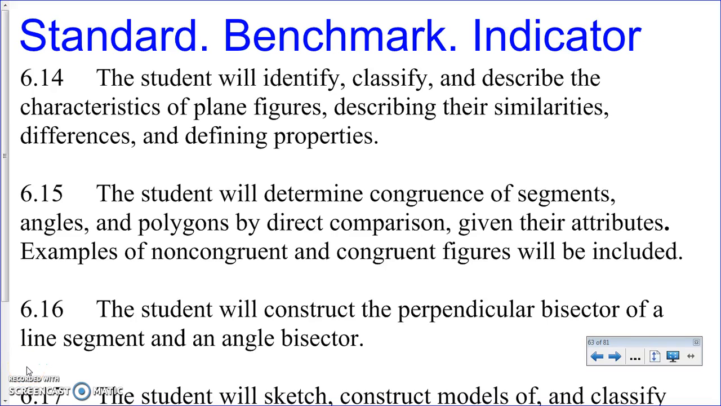Today we are reviewing polygons and quadrilaterals. You only need to write down the first standard benchmark indicator here. The student will identify, classify, and describe the characteristics of plane figures, describing their similarities, differences, and defining properties.